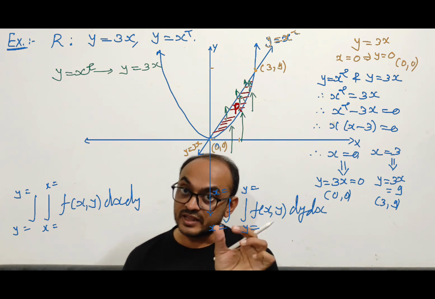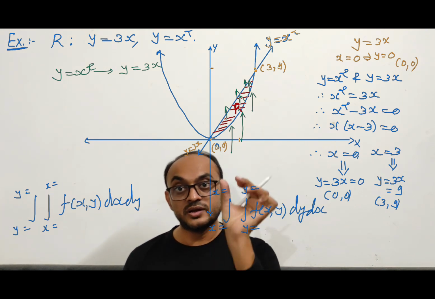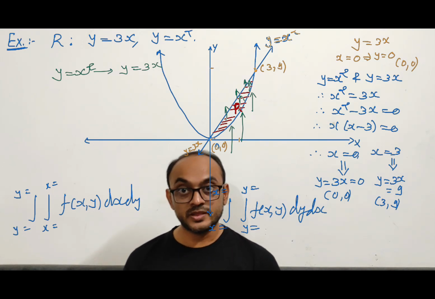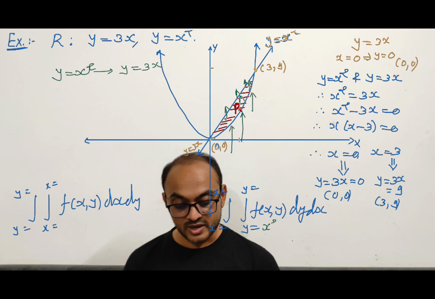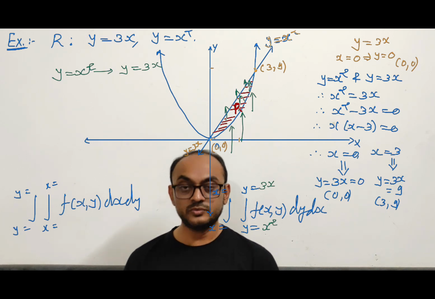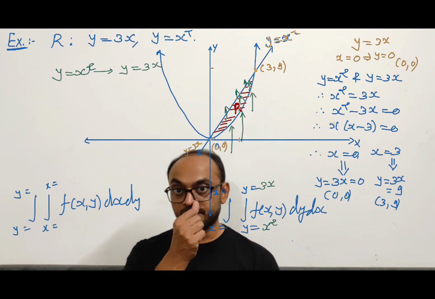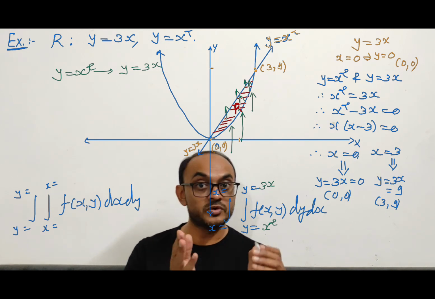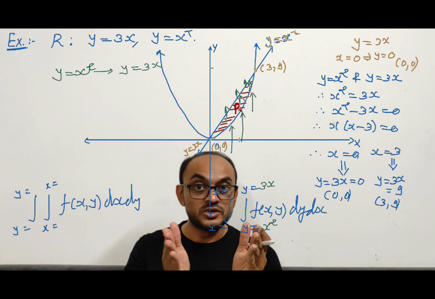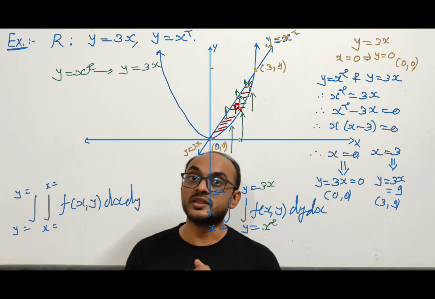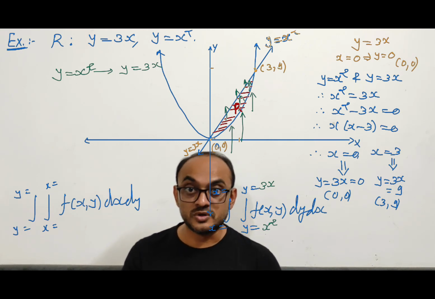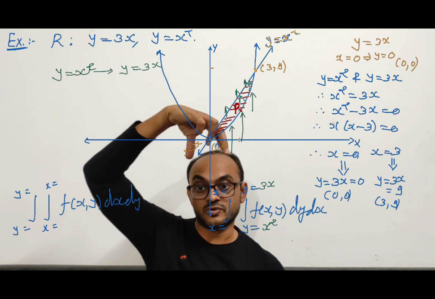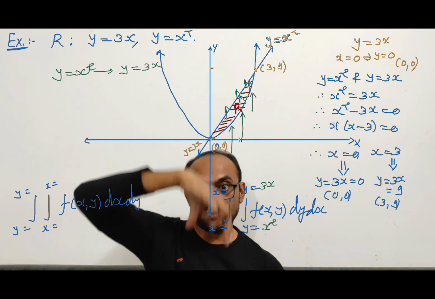So the starting is the lower limit and the end is the upper limit. So how do I write the limit? y is equal to x square to y is equal to 3x. Now x, which is the outer limit, is always constant. So what do we have to observe? How much portion of the x-axis is covered by the region. So if you observe, just take the span. Just take the projection from the upside on the x-axis.